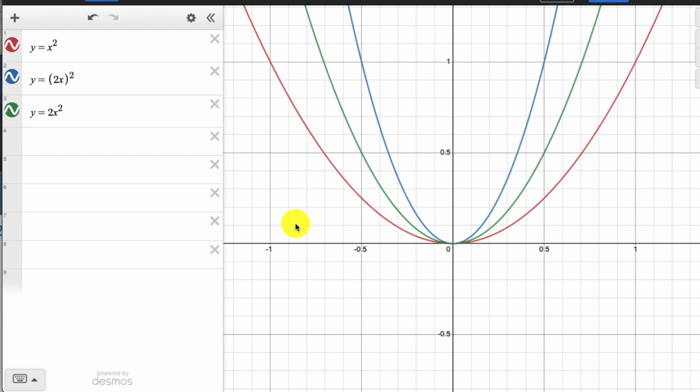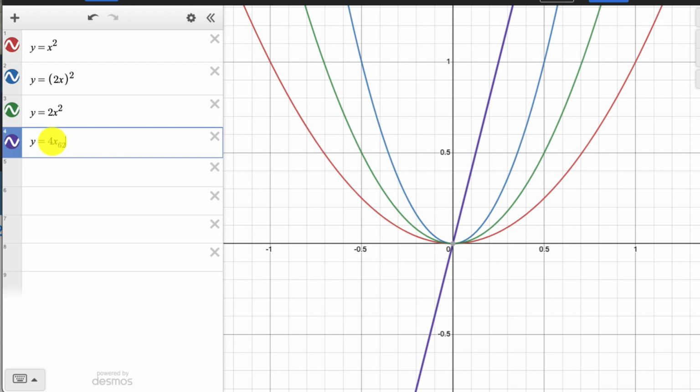Why isn't it? Because this is on the inside, so that square also affects this too. So we could simplify that, and technically if I worked that out and simplified it, actually you would get what? That blue one is the same thing as y equals 4x squared. Whoops. Not sure what happened there.